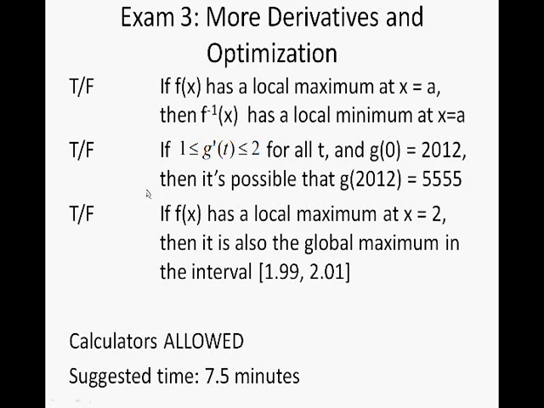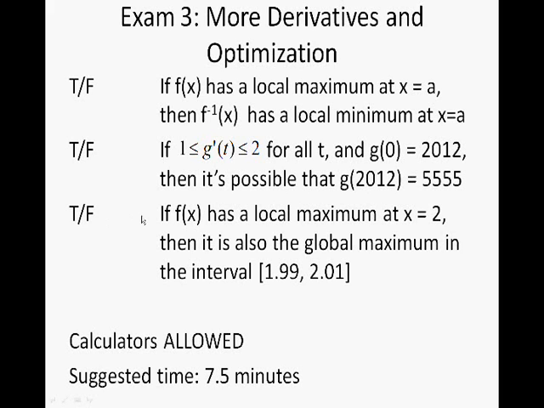Number 2, if we have a function g prime of t, so the derivative of g, suppose we know for a fact that the derivative of g is in between 1 and 2. It's always greater than 1 and at most 2. It's always at least 1 and at most 2. Suppose we're also given a starting point that when t is 0, g is 2012. Again, I wrote this test last year. So, given that information, is it possible for our particular point g of 2012 to be 55, Interstellar? Anyway, that's the second question.